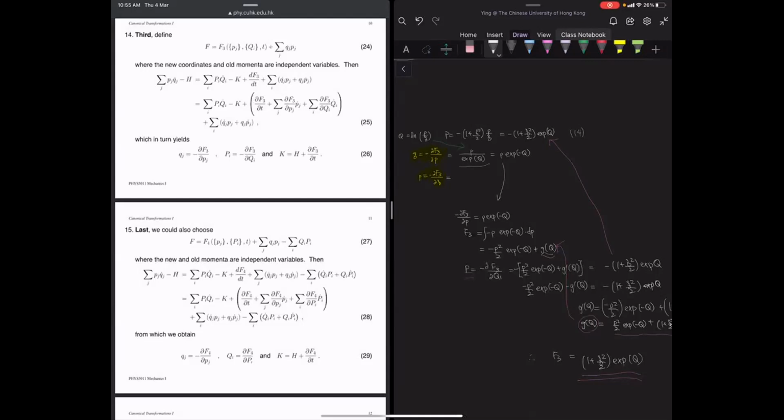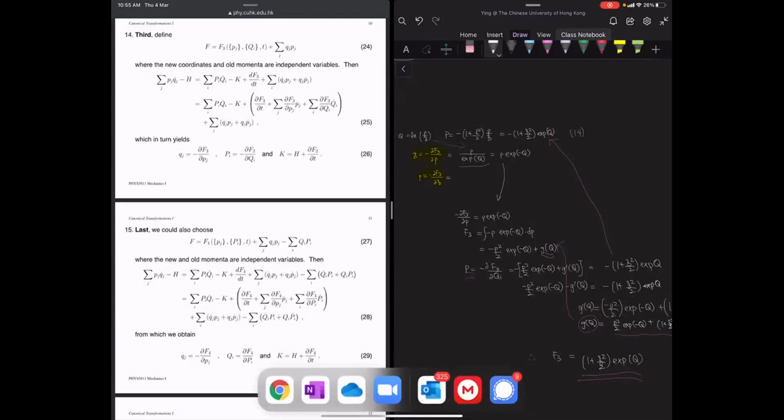Okay. So let's see, someone sent us a chat message. So type 2, F equals -1/4 P Q squared plus log Q. Wow, it's very complicated.